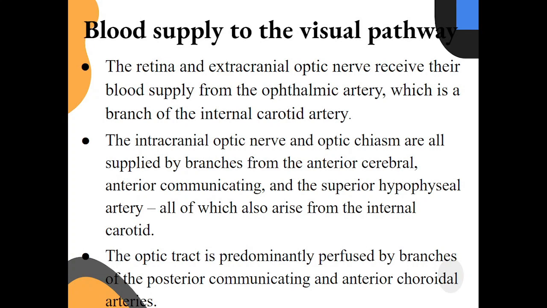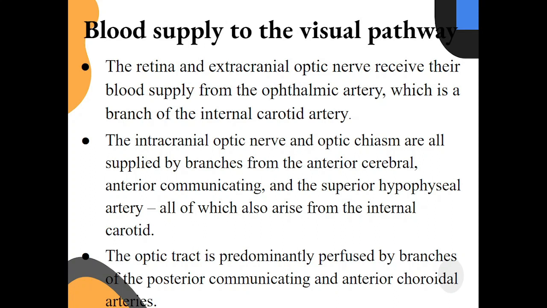Blood supply to the visual pathway. The visual pathway refers to the pathway that carries visual information from the eyes to the brain where it is processed and interpreted. The blood supply to the visual pathway is critical for the health and function of the visual system. There are several key arteries that supply blood to the visual pathway. Number 1, ophthalmic artery.